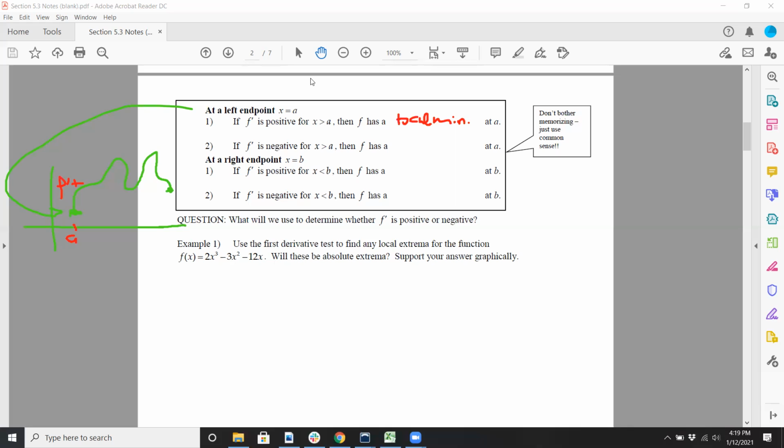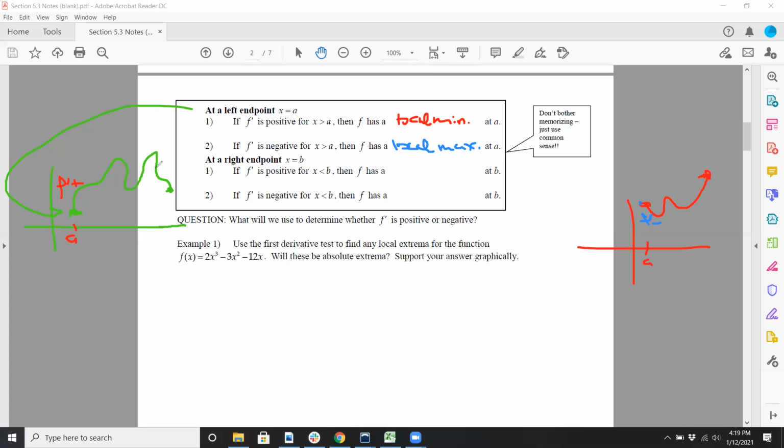Now, what if I have this reversed? I have something kind of like that, and that's a. Right after I pass x equals a, my derivative is negative. In this case, we call that a local max, because this is obviously higher than the stuff immediately to the right of it. So if f prime is negative after you pass the left endpoint, we call it a local max, whereas if f prime is positive after you leave the left endpoint, then it's a local min.